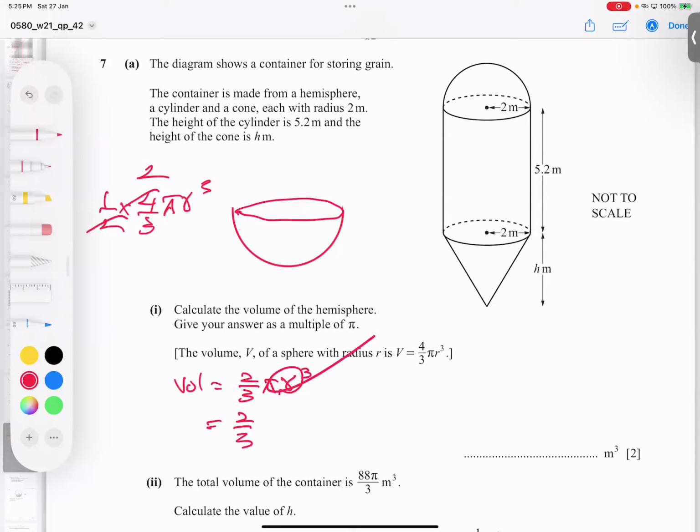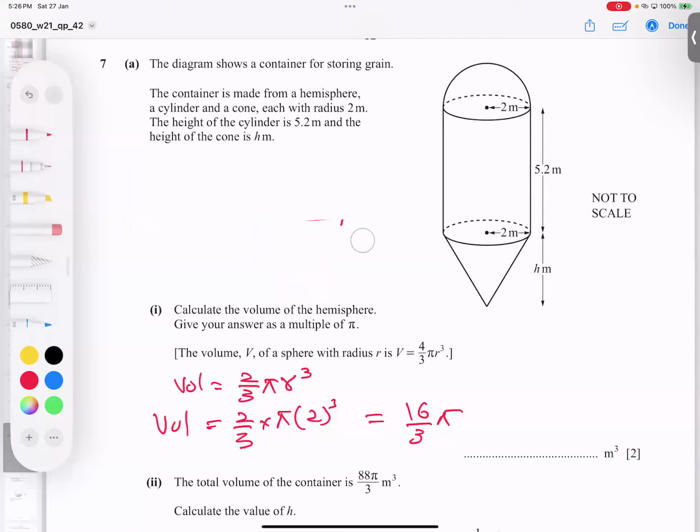Simply replace the r value with 2 and we'll get our answer. So pi times 2 to the power 3. 2 to the power 3 is 8. 8 times 2 is 16. So 16/3 pi is my answer for the first part. And I believe this part is very, very clear to you. Let's go for the next part.